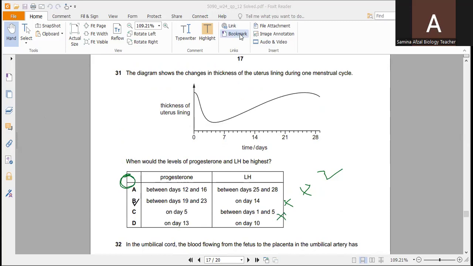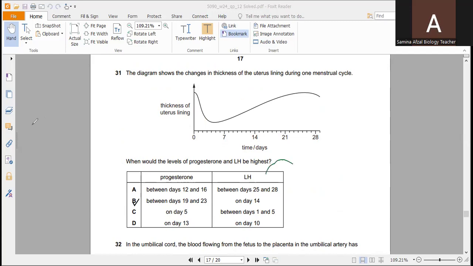Question number 31. The diagram shows the changes in thickness of the uterus lining during one menstrual cycle. You can see the menstrual cycle has been shown from 0, 7, 14, 21, 28 days. When would the levels of progesterone and luteinizing hormone be highest?